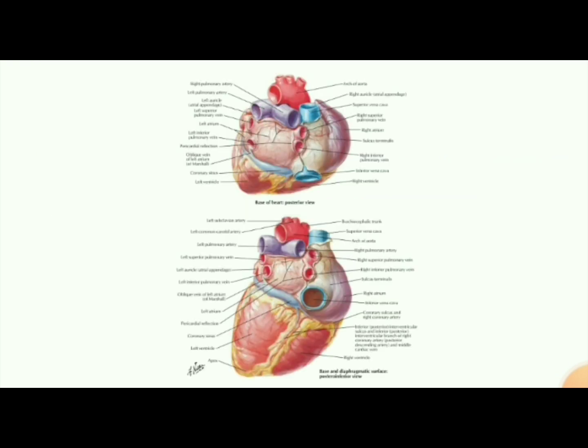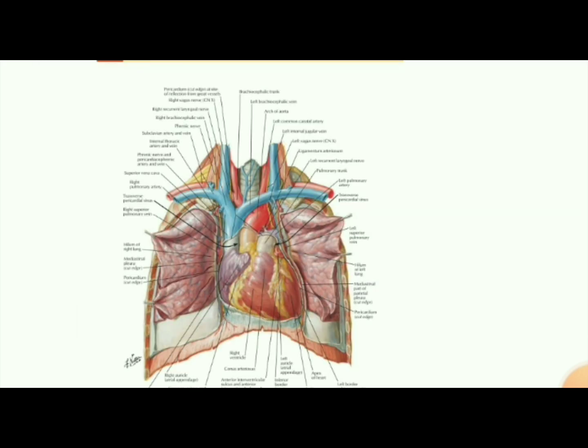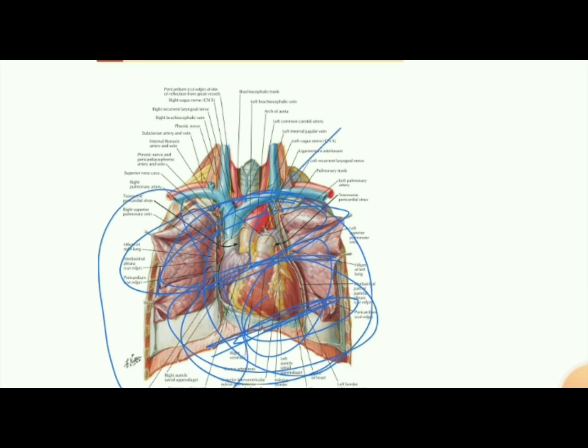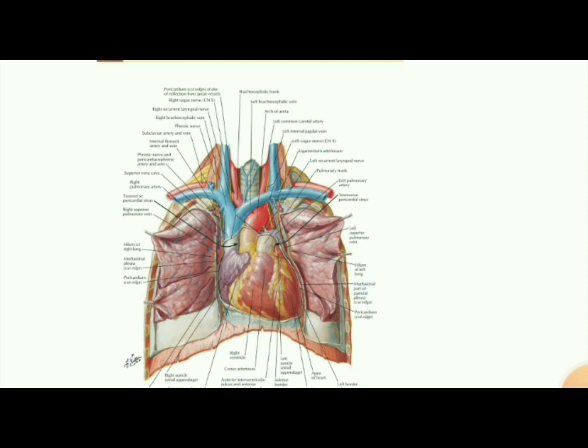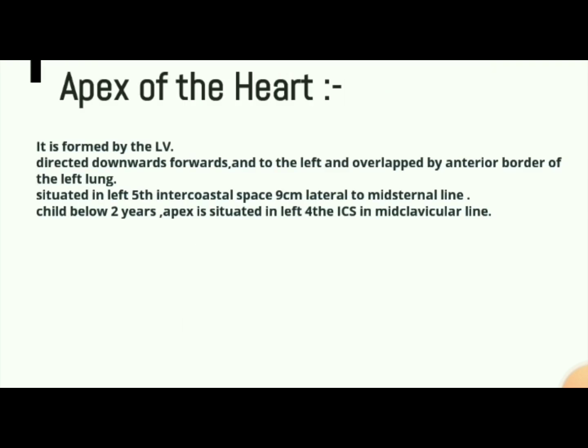Let's look at this picture. What we have discussed is the apex. It is downward and forward to the left side of the heart. This is the apex and this is the base of the heart. It is downward, forward and to the left, overlapped by the anterior surface of the lung. This is where your lung lies, so it is overlapped by the anterior surface of the lungs. And the apex location is what we have discussed, where you can hear the apex beat.